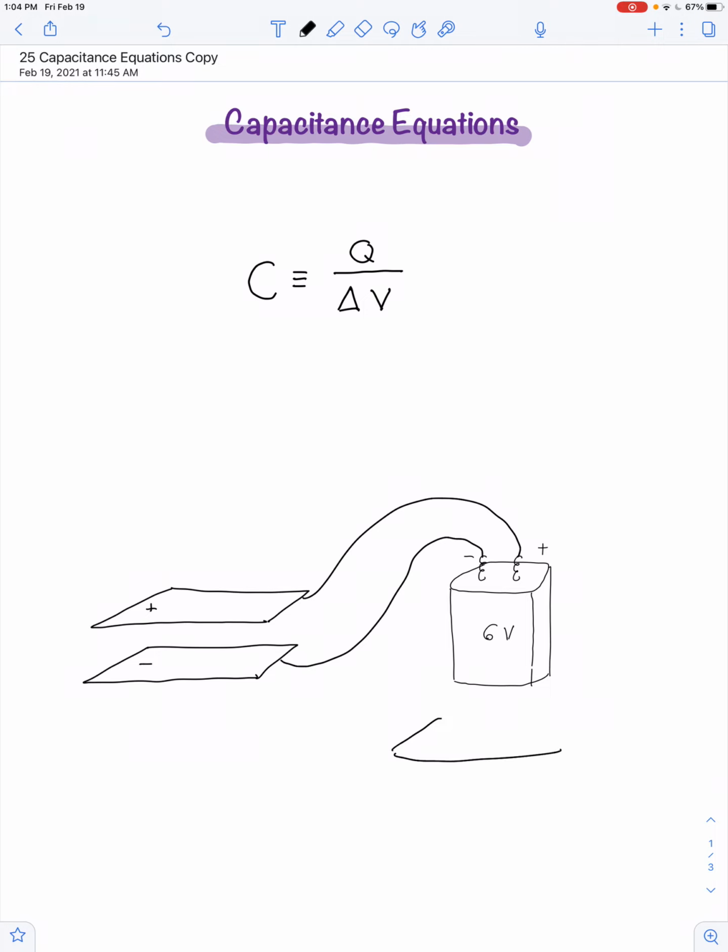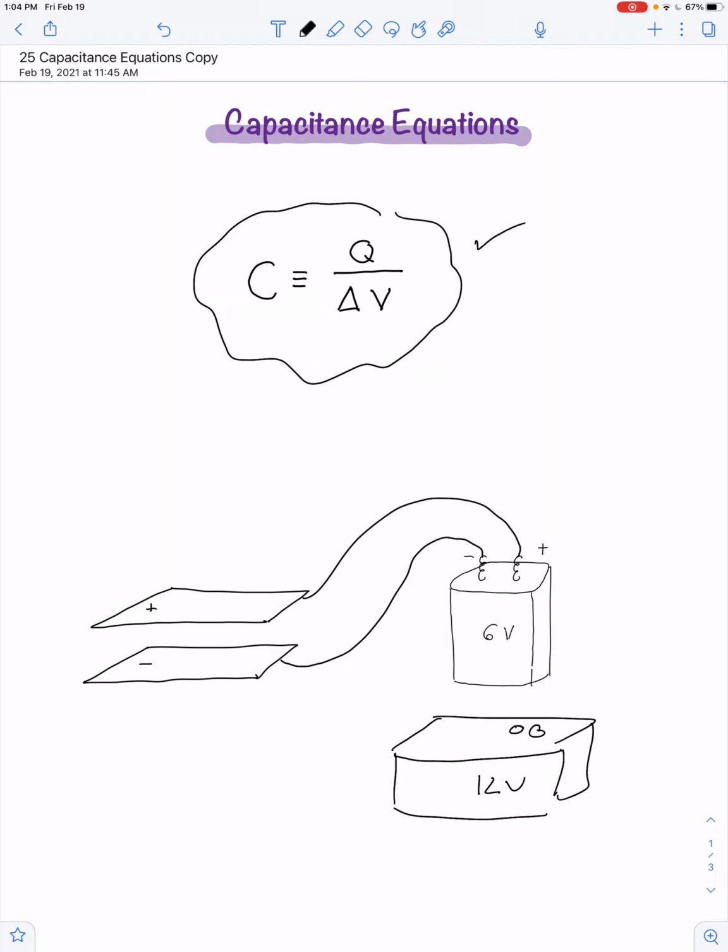And then I can ask this question: what if we replaced the 6-volt battery with a car battery, which is 12 volts? What happens to the capacitance? So maybe we take a look at this equation for capacitance and think, as the voltage increases, what happens to the capacitance?